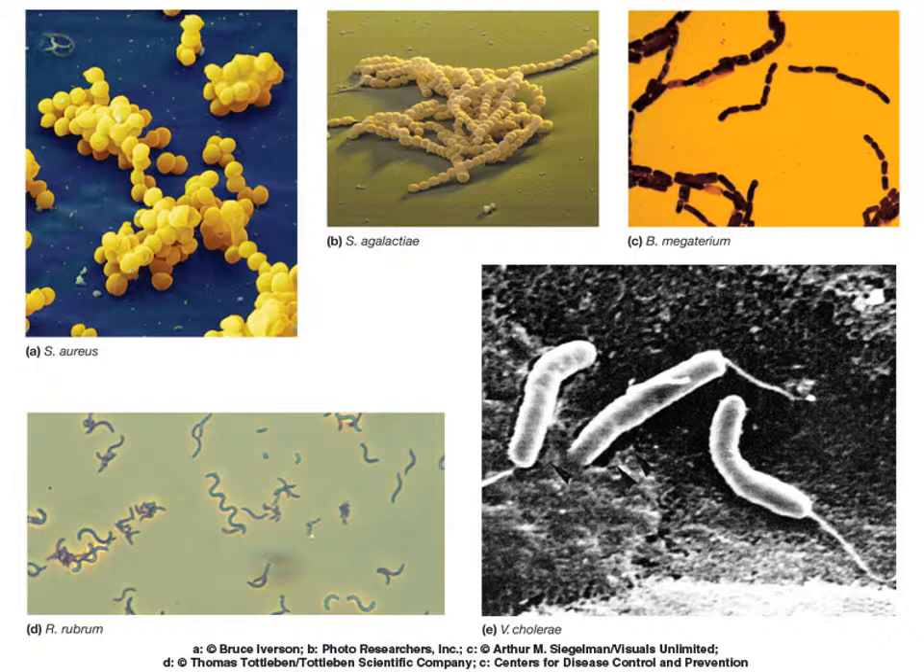Streptococcus agalactiae can also infect a variety of fish species reared in marine and freshwater aquaculture facilities, and this can result in serious economic losses. In C, we have a common soil bacterium called Bacillus megaterium. In D, Rhodospirillum rubrum, and in E, we can see a bacterium known as Vibrio cholerae. This is the causative agent of the disease called cholera.